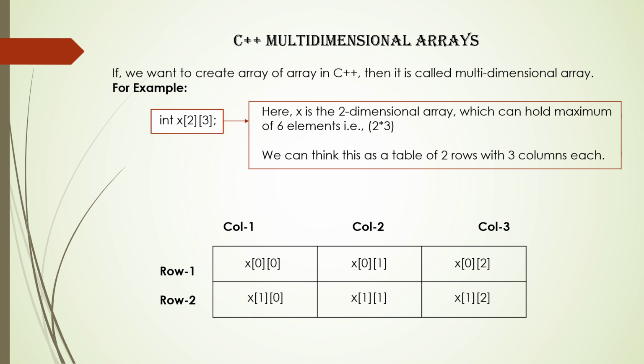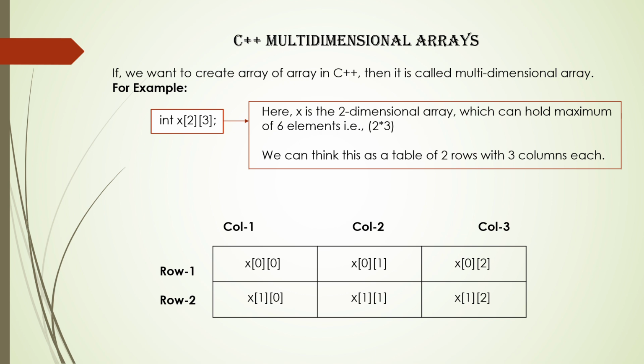For example, here I have mentioned one two-dimensional array named x of int data type. Since it is a 2D array, there are two values in square brackets. The first one is for the number of rows and the second one is for the number of columns. It depicts that this array can hold a maximum of 6 elements, that is 2 into 3, number of rows into number of columns. See the diagrammatic view. I think now you can draw a clear picture of the representation of this array. See, there are 3 columns and 2 rows.